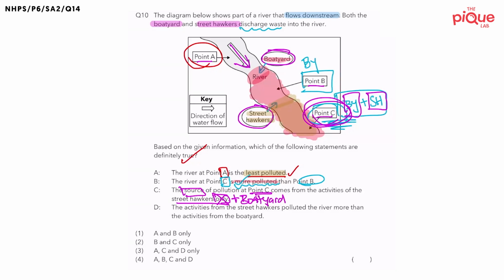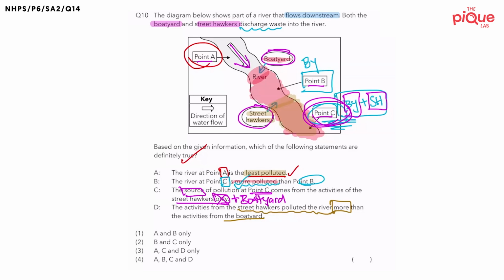Last but not least, the activities from the street hawkers polluted the river more than the activities from the boatyard. Now, how do we tell whether something pollutes the river more? It is when they discharge more waste, correct? From the diagram, can you tell whether the boatyard or the street hawker discharged more waste? Do you know how much waste is discharged by the boatyard? You don't know, correct? Similarly, do you know how much waste is discharged by the street hawker?